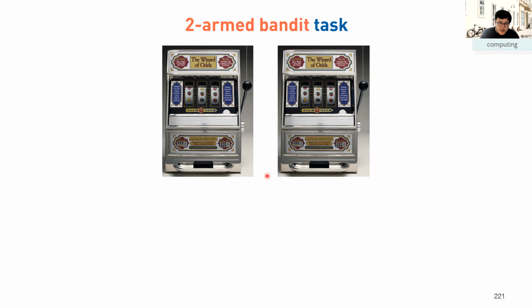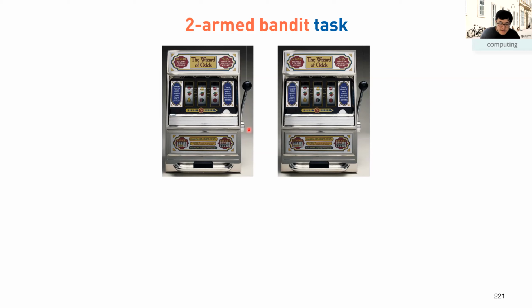In this two-armed bandit example, it's kind of straightforward. Maybe you play this one a few times and you win, so you think, okay, maybe this is a good one, but maybe you also lose the opportunity to win more.